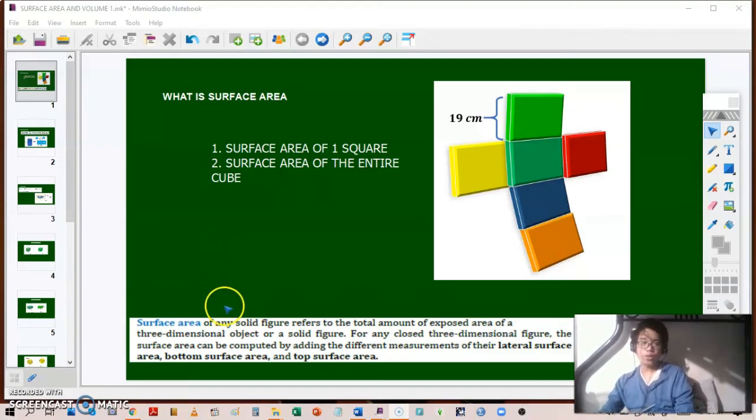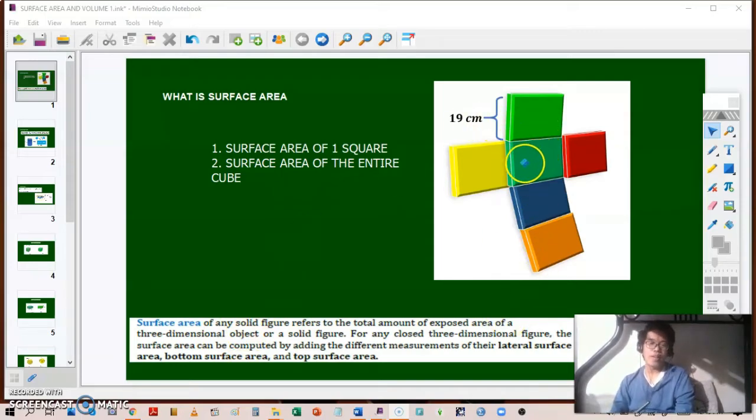For today, we're going to discuss the surface area and volume of solid figures. The past lessons that you had, the perimeter and area of a plane figure, let's say a shape, a circle, a rectangle, you will apply all of those formulas, all of the concepts and ideas that you've learned into our topic for today. So for an introduction, we have here a cube.